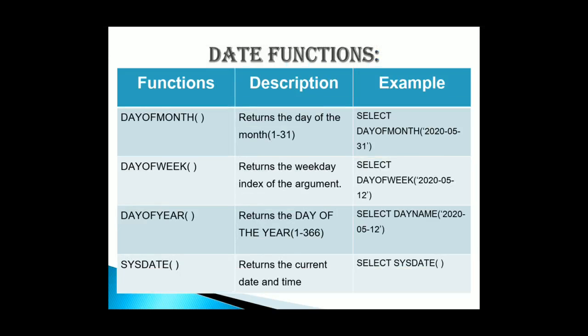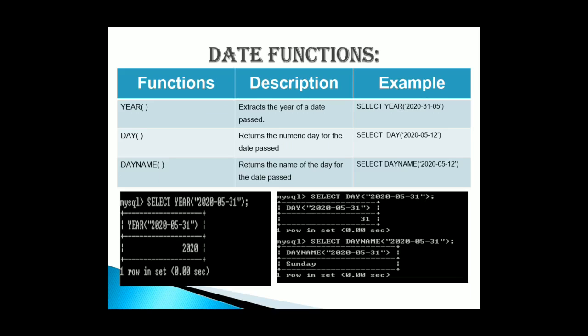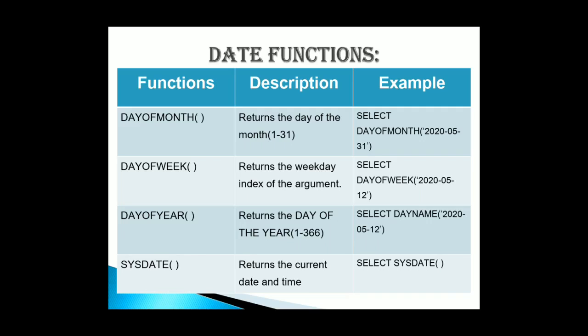Next, these are actually all the functions which are according to your syllabus. This is given in your syllabus. Other than that, there are some more date functions. You can go through this chart. Day of month returns the day of the month from 1 to 31. It will give you the day of the month of the date you have passed here. Okay. Day of week will give you the weekday index of the argument. Day of year will give you the day of the year. Okay. It will just give you the number of the day in the particular year, from 1 to 366.